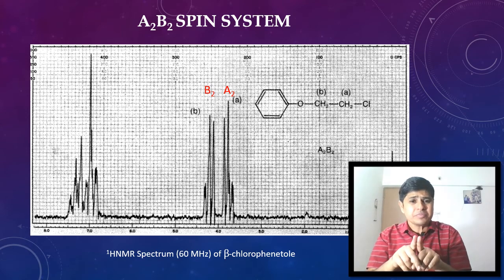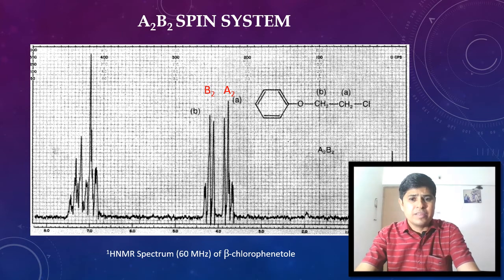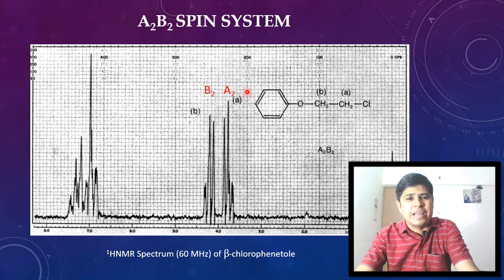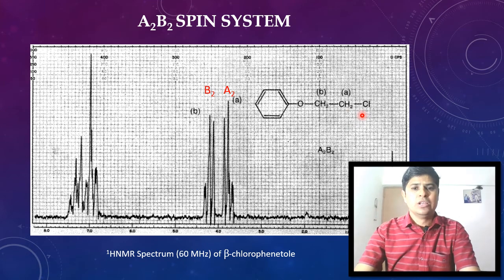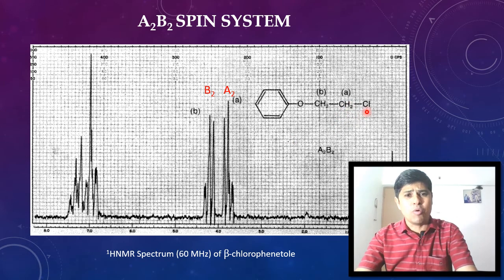And so on. If we see the example of beta chlorophenol, this is the 1H NMR of beta chlorophenol. See here, we are not going to discuss this phenyl proton. Here we are going to discuss only these methylene protons. One methylene is attached to the chlorine atom, and the second methylene is attached to the phenoxy oxygen. Obviously the methylene attached to phenoxy oxygen will be most deshielded, and the methylene attached to the chlorine atom will be less deshielded. So this CH2 which is attached to chlorine will be A type of proton.